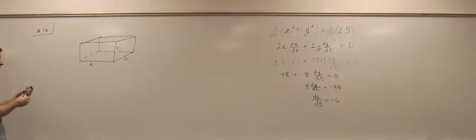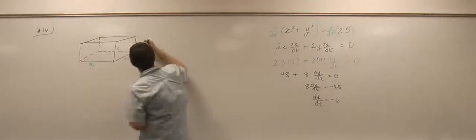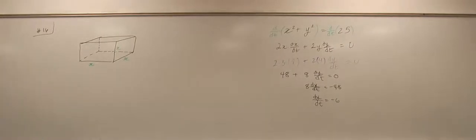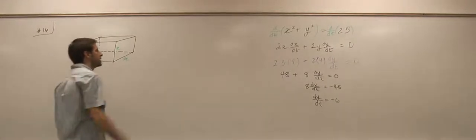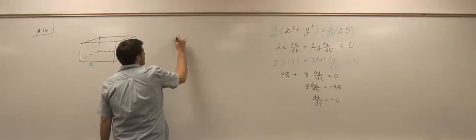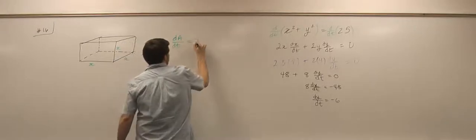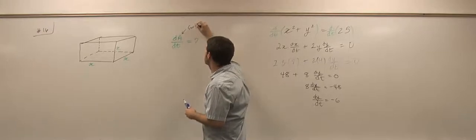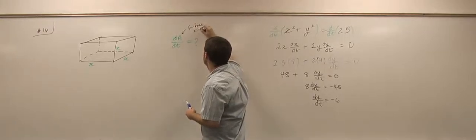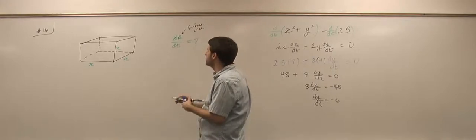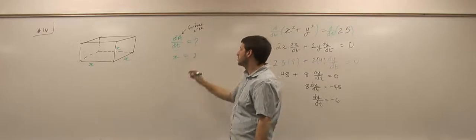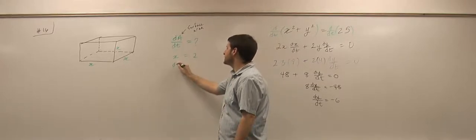So the formula that we're going to need, well, I can write down what I know. I want to know how fast surface area is expanding. Right? That's what it says. How fast is the surface area changing? So let me call that dA dt. This is how fast the surface area is changing. And they give me a couple of values. They want to know what dA dt is when x equals 2, and when dx dt is what?